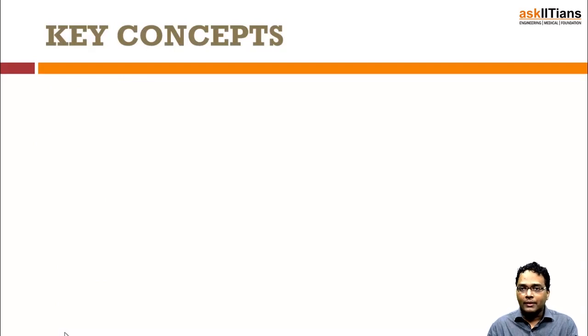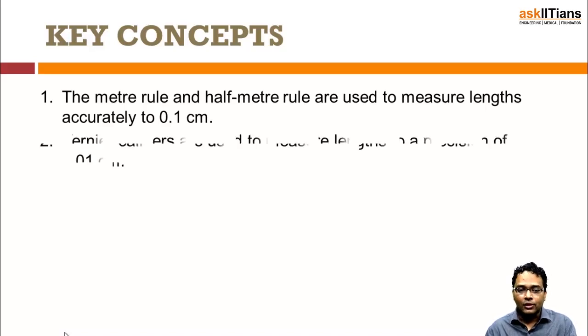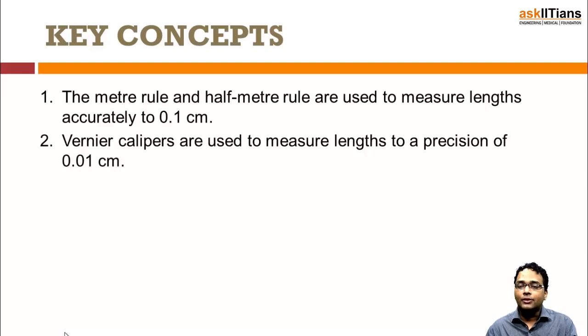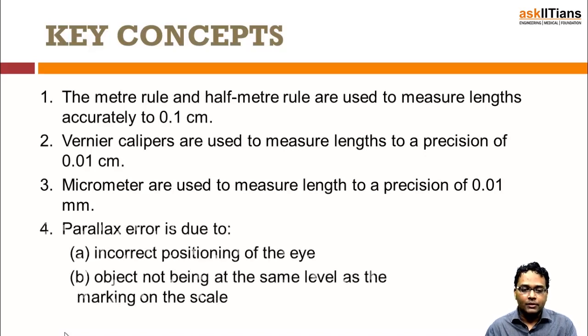Now if I have to summarize what all we have learned in this particular part, the meter rule and half meter rule are used to measure the lengths accurately up to a distance of 0.1 centimeter. Please understand, 0.1 centimeter is the least count. Then vernier calipers are used to measure lengths to a precision of 0.01 centimeters. Micrometer are used to measure the length to a precision of 0.01 millimeter, that is 0.001 centimeters.